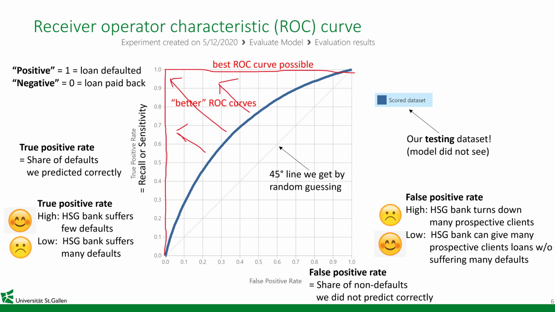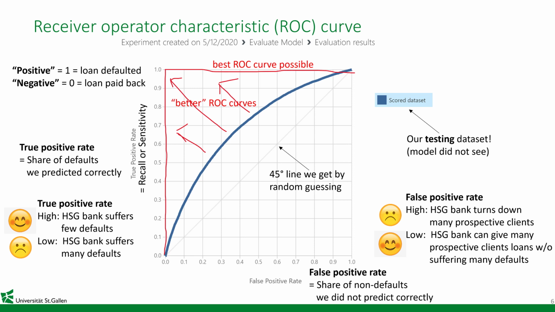So now what do these two errors actually mean for the HSG Bank? If we have a high true positive rate, this means that the HSG Bank suffers few defaults. So the Chief Risk Officer is happy. On the other hand, if we have a low true positive rate, we are not able to catch as many defaults with our model, and the HSG Bank suffers many defaults. This will of course be very negative for the HSG Bank.